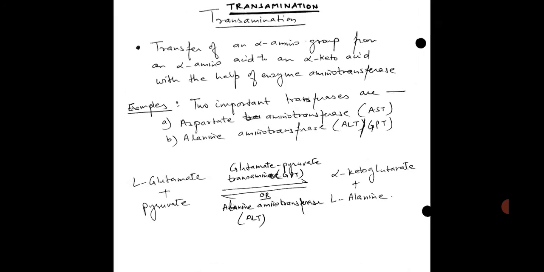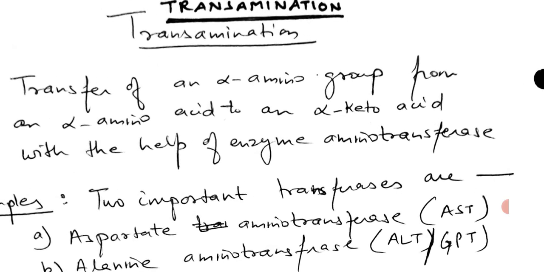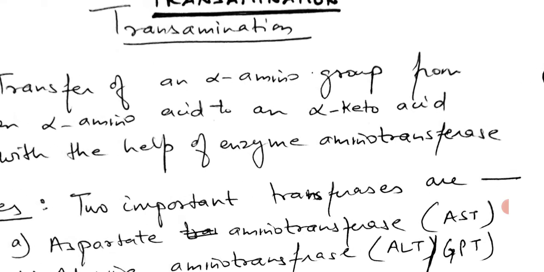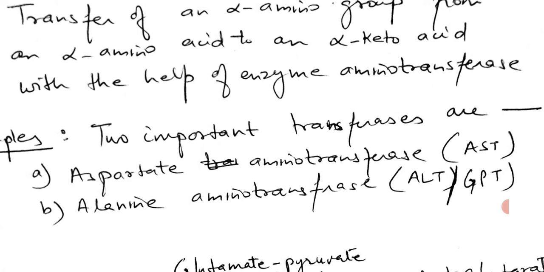Another type of reaction is known as transamination. This is the transfer of an alpha amino group from an alpha amino acid to an alpha keto acid, so there is a transfer of amino group from one to another. There are two very important transferases, that is, enzymes which catalyze this type of reaction. One is aspartate aminotransferase, commonly known as AST. Another is alanine aminotransferase, commonly known as ALT. Alanine is in alkaline condition, whereas aspartate is in acidic condition.